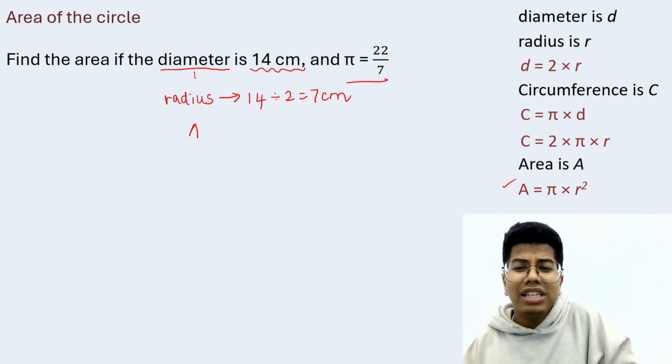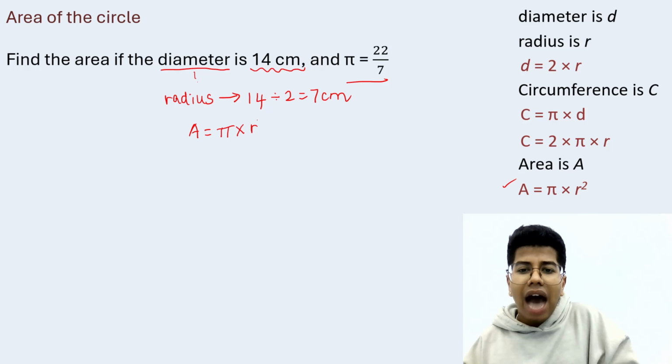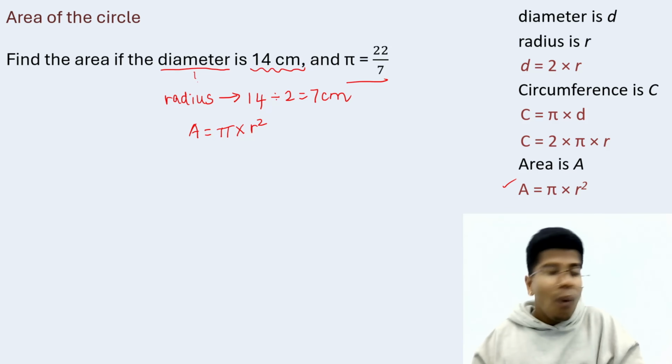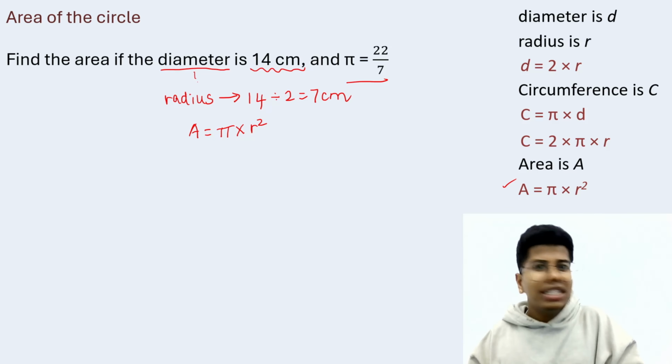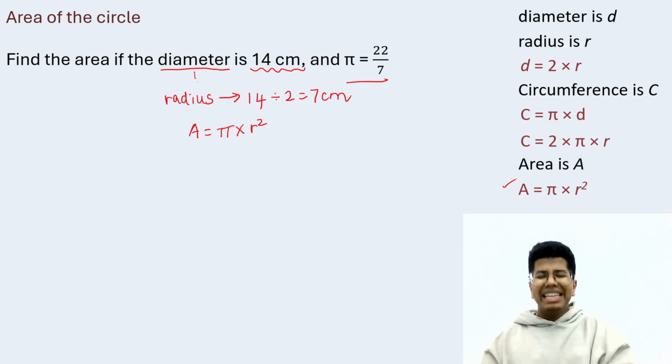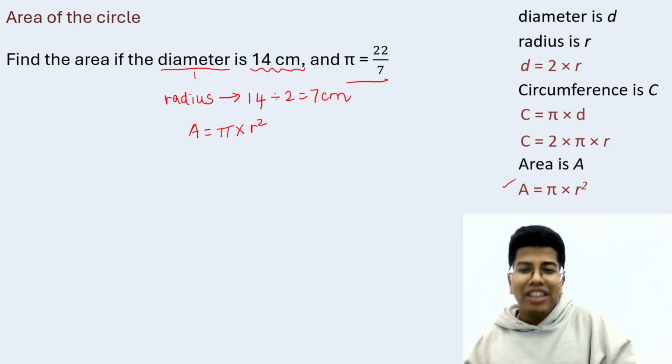So, for area, what is the formula? Area is equal to pi times r square. Now, what I got? I got the formula. I just have to substitute the radius that is present. I can get area. So, here if I substitute the value for area, it is nothing but pi.